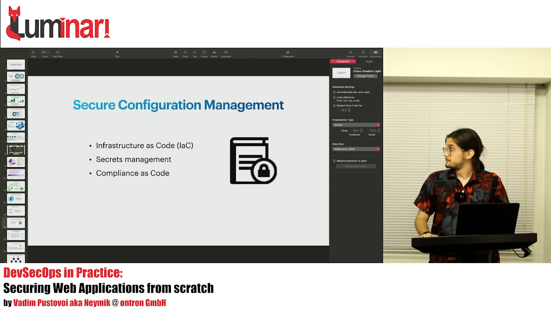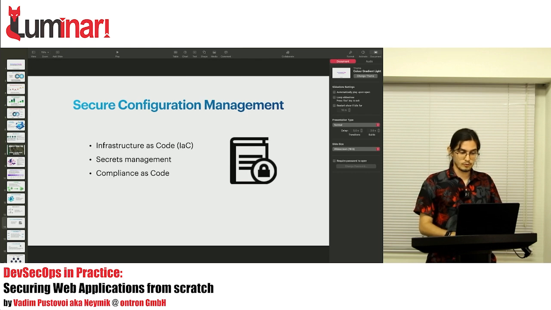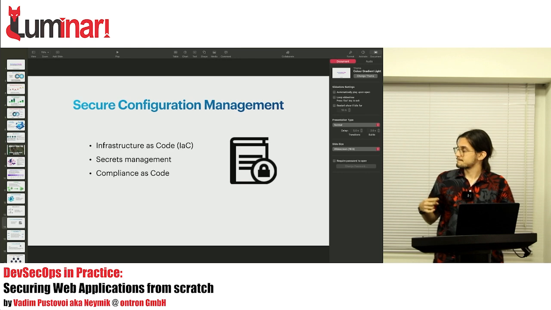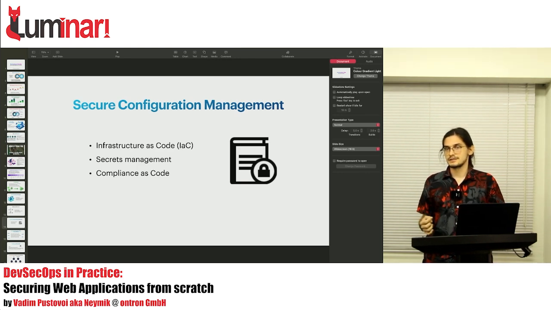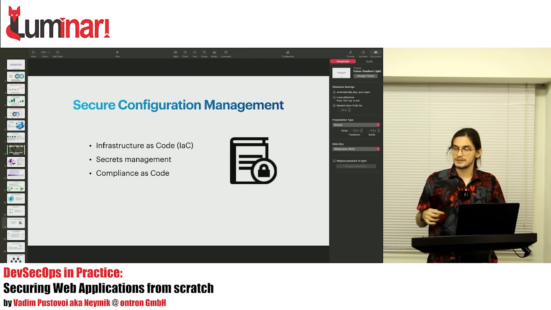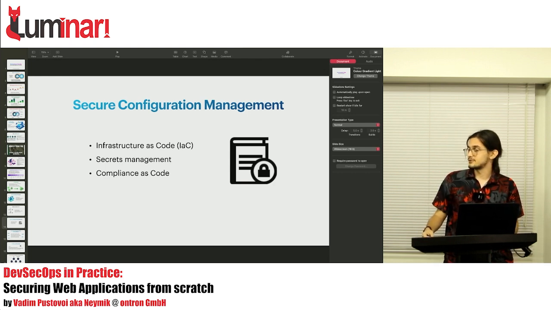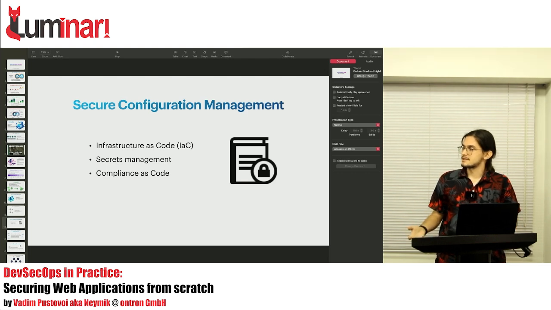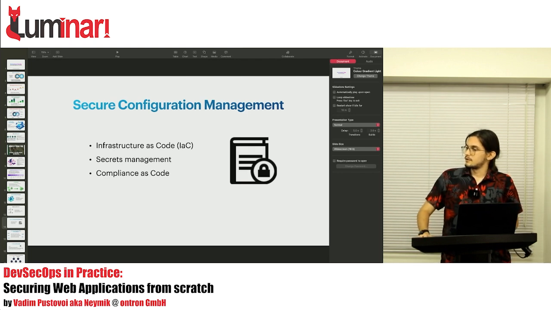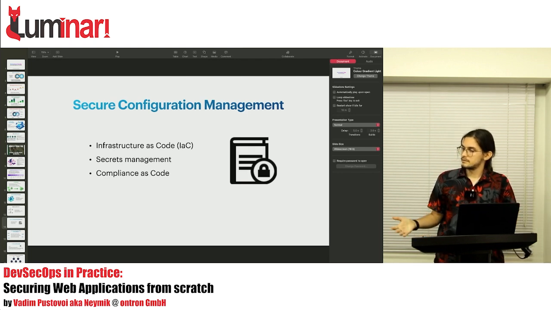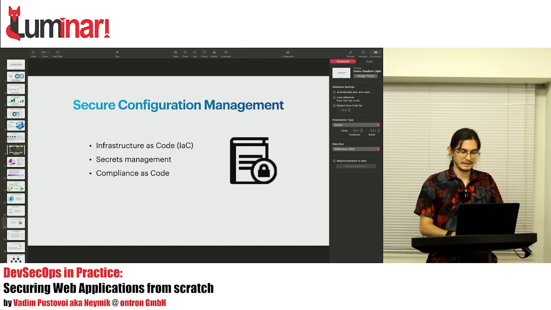Configuration management. I like this one a lot, because when you're doing DevSecOps, you want to have your secrets, your configurations, even your compliance or regulatory things in special places for them, to have that information at hand, and not give this information to any unneeded places.